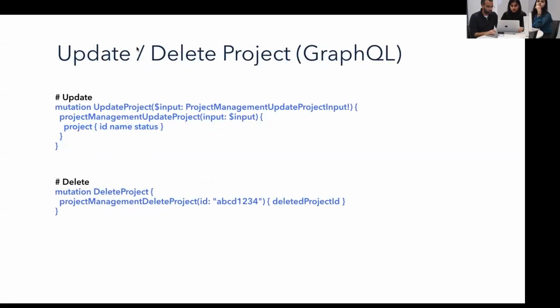We also have other operations like update and delete project using GraphQL. With update mutation, you can update your project name, the status of your project. All of those operations can be done. And similarly for delete, you have a mutation where you would be passing your project reference ID, and this project management delete would delete that particular project linked in your QBO.